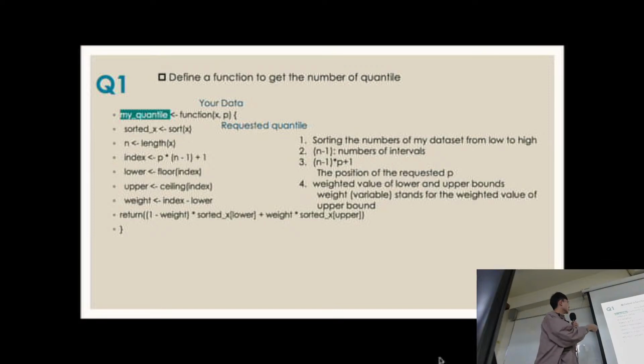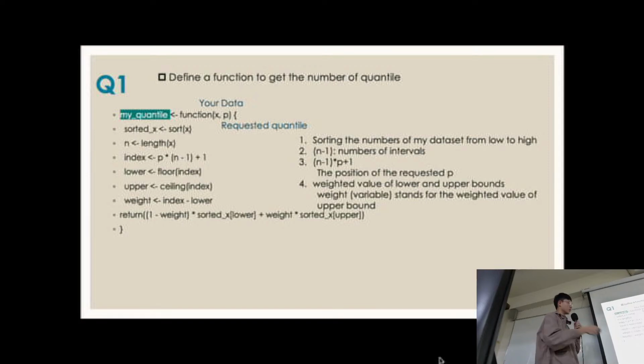Today's homework is I define a function to get the quantile. So the function I get is quantile, where x is my data, and p is your requested quantile. First I use the sort function to rank the data from the smallest to the largest. We also need to know the length of x to get this index, and this index stands for the position of the requested p. So we can know the position of the p.